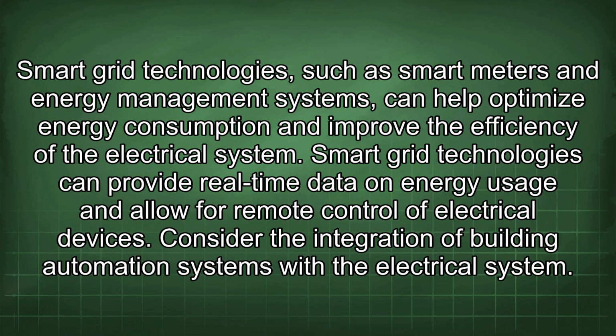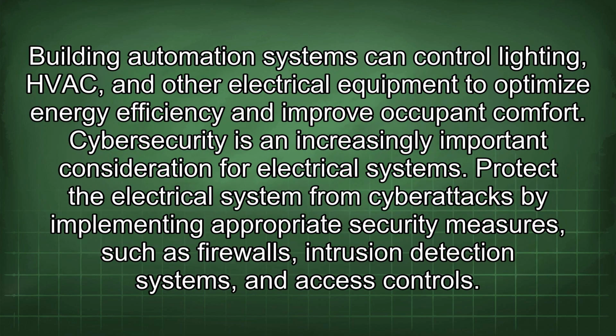Smart grid technologies, such as smart meters and energy management systems, can help optimize energy consumption and improve the efficiency of the electrical system. Smart grid technologies can provide real-time data on energy usage and allow for remote control of electrical devices. Consider the integration of building automation systems with the electrical system. Building automation systems can control lighting, HVAC, and other electrical equipment to optimize energy efficiency and improve occupant comfort.